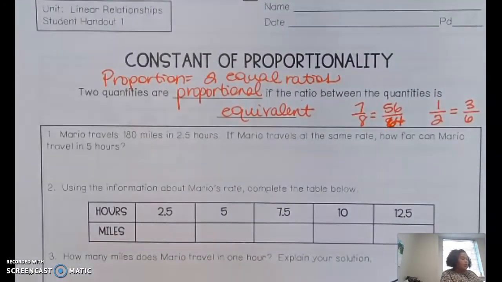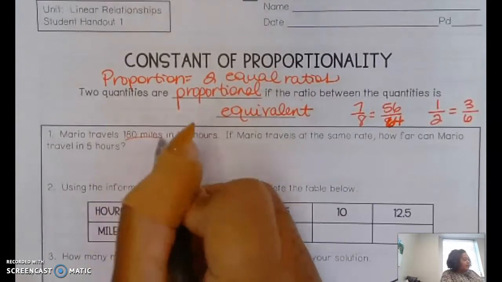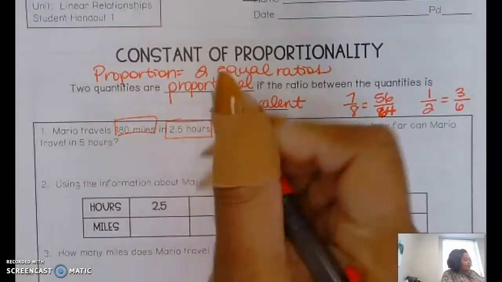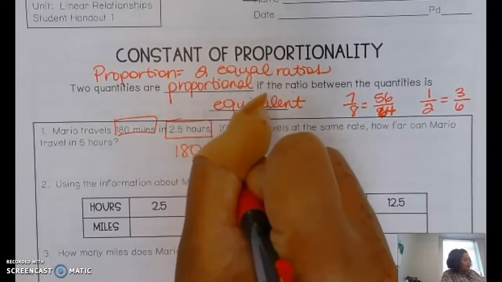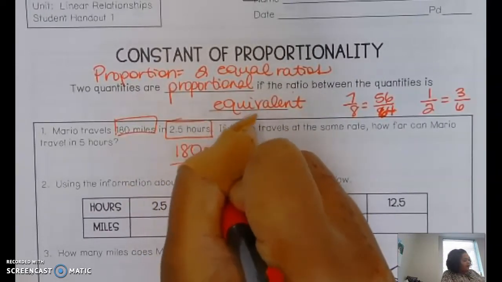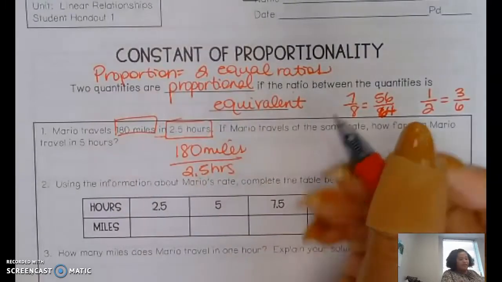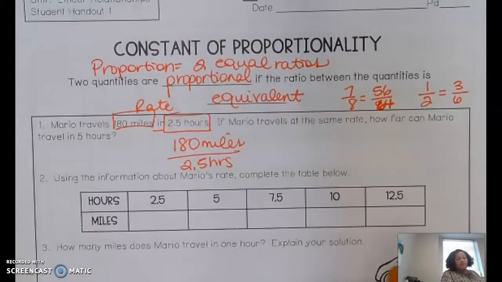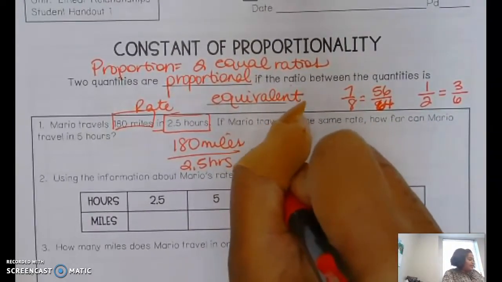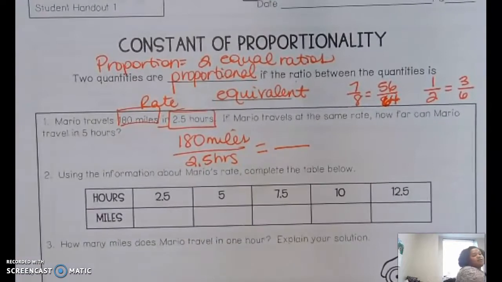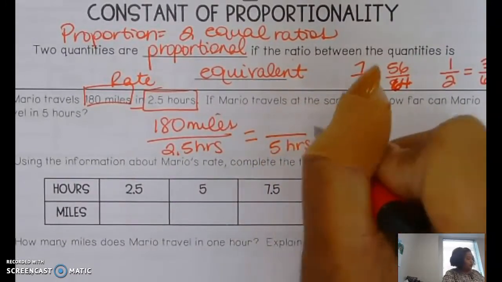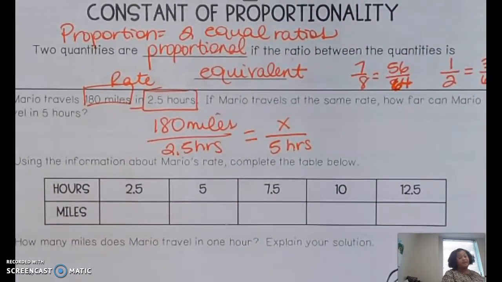Okay, so it's one quantity to another. In this case, it says Mario travels 180 miles in 2.5 hours. That's a rate. 180 miles over 2.5 hours. As soon as you see that, we identify that as a rate. We need to write it down. If Mario travels at the same rate, how far can Mario travel in 5 hours? So we want the same rate, so we're writing an equal sign to show that they are the same, and we want him to go 5 hours. We don't know what goes here, so we're going to put an X there, okay?